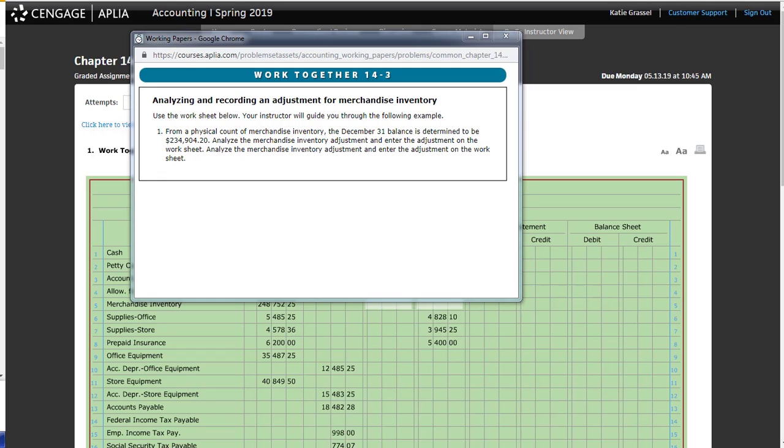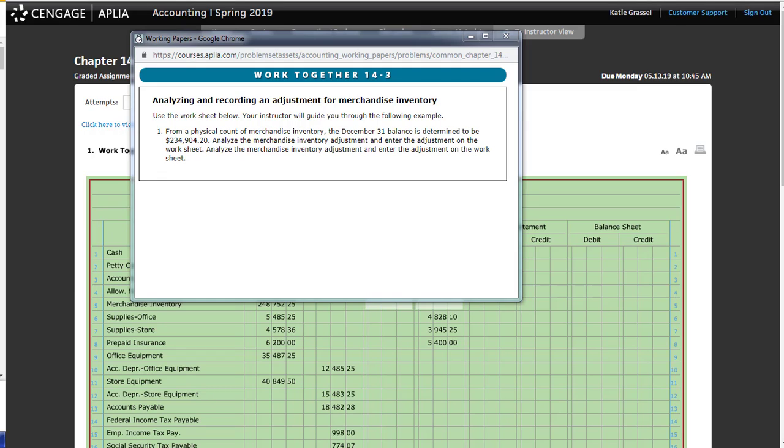Now, I need you to remember, this is the part that kicks everyone in this chapter. The adjustment column is what we have used up, okay? Not how much we have. When we read the directions, it says the value of prepaid insurance. After the physical count, the value of supplies is. Do not use that number and put it in the adjustment column.